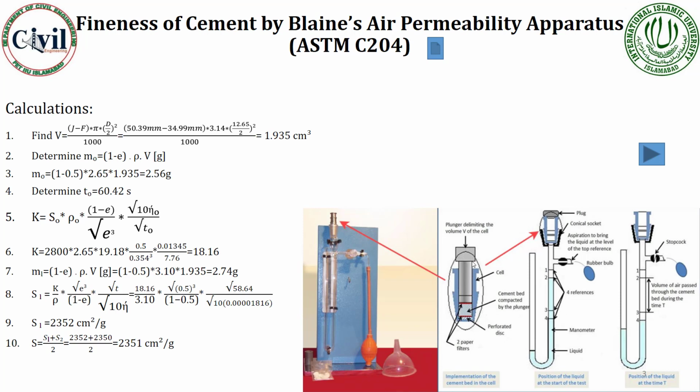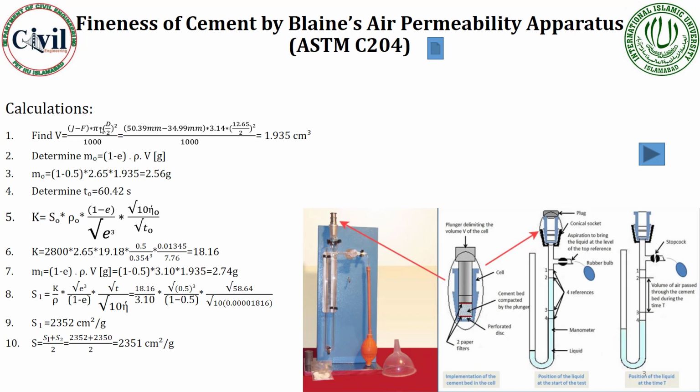You will first measure the length of this cell minus the length of this plunger, which is inserted in this cell. You will subtract these values to get the height of this column. If we look at it, it's a circular shape, so you have to calculate its inner cross-sectional area, which would then be multiplied by the height of this cement column.